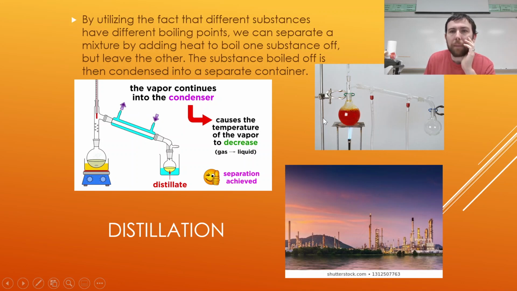And what will happen is that gas is going to move through the condenser, and the temperature of that gas is going to decrease. As it passes through the condenser, it goes back to a liquid and falls into the second container, and that's going to be your distillate, right? And so once you heat off all of the substance and get all of it removed, you've then separated your two substances that were combined in your mixture.